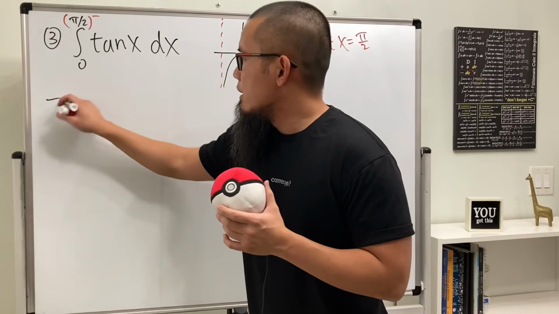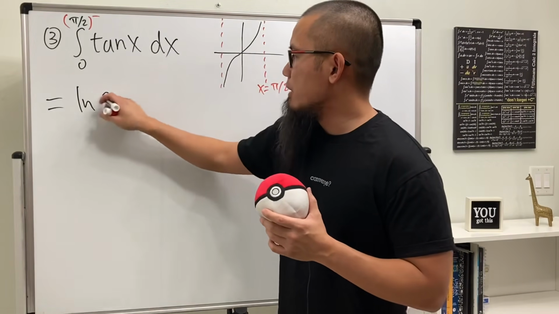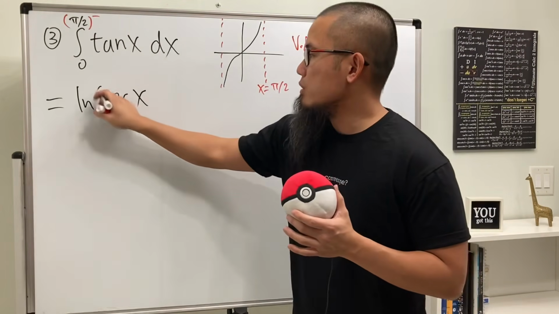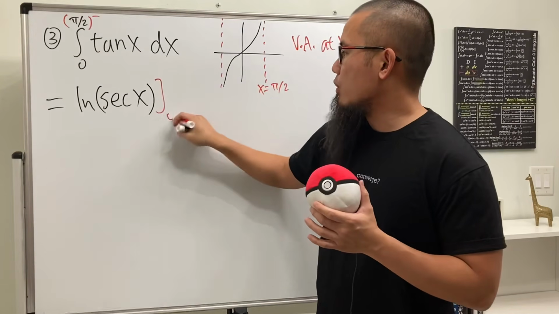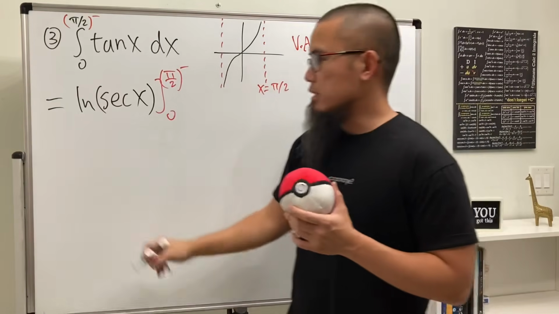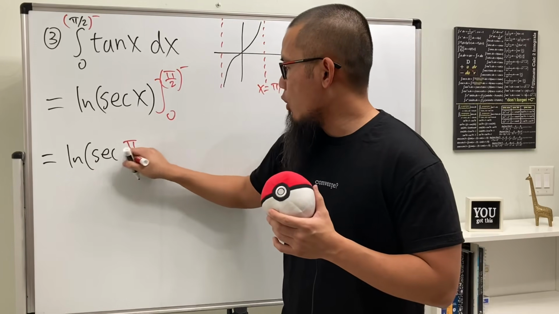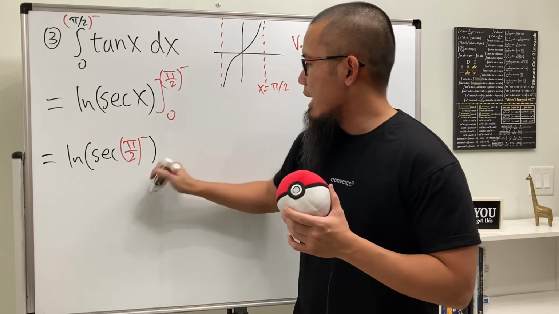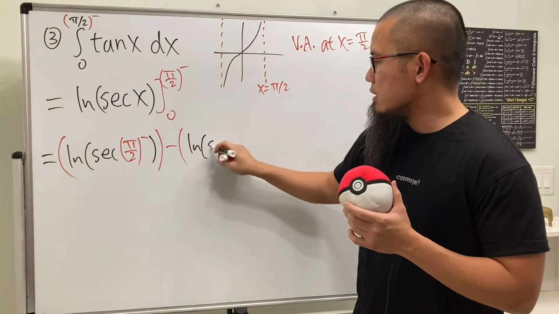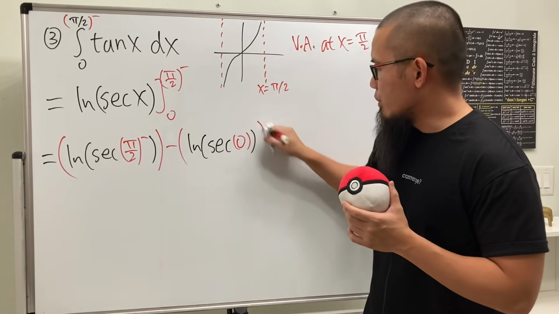All right, so we know the integral of tangent x, we have done that many times, is ln absolute value of secant x, but the inside will be positive, so you can just put down parentheses, and then we just have to go from 0 to pi over 2 minus. Plug in and see what happens. So the first term is ln secant pi over 2 minus, and then minus the second term, plugging in 0, so we get ln secant 0.